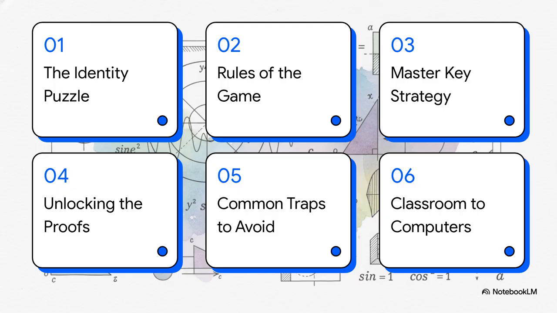So, here's what we're going to cover. First, we'll get a handle on what this identity puzzle is all about. Then, we'll go over the rules of the game. After that, I'll give you that master key strategy. We'll use it to unlock some proofs, talk about common traps to avoid, and finally, see how this all connects from the classroom to computers.